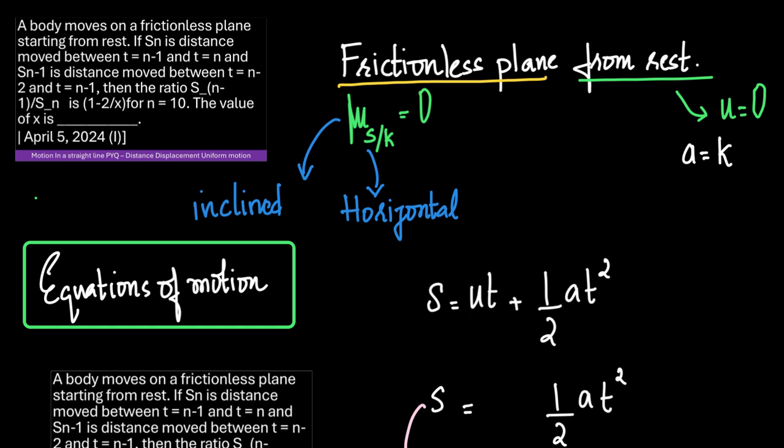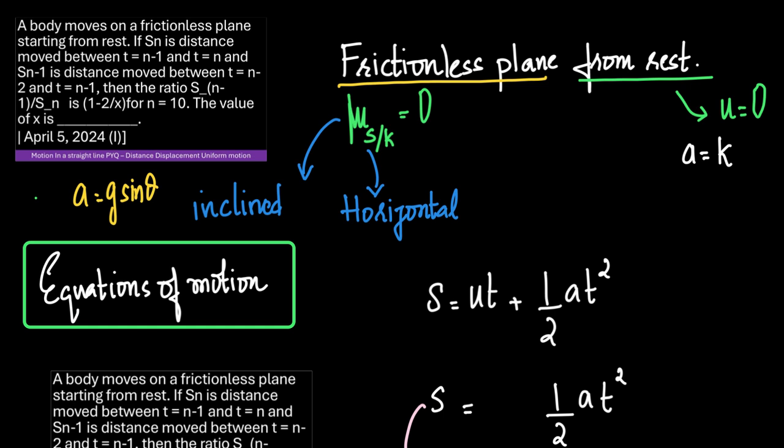So this question, on the looks of it, would appear to be based on motion in a plane, because the question says it is a frictionless plane, and then we'll have to figure out inclined or horizontal. And if this question is actually based on motion on an inclined plane, then the answer would have to include a is equal to g sine theta, which is not the case here. This question is purely based on motion in a straight line.